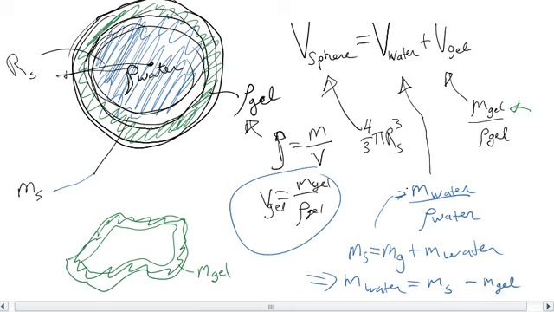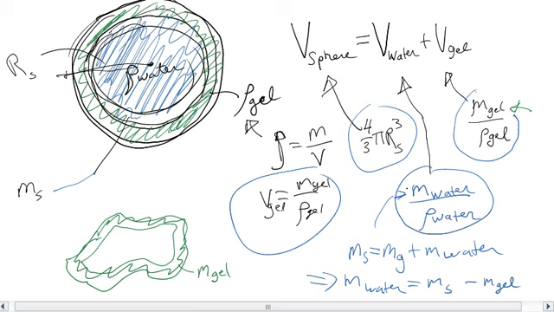And so now we have all the pieces that we need. We know the volume of the sphere, we know the volume of the water, and then we know everything about the volume of the gel except for the density of the gel. So we did this calculation and figured out what the density of the gel is. And with the data that you have, you can actually do this calculation, and you can see how close the density of the gel is to the density of water.